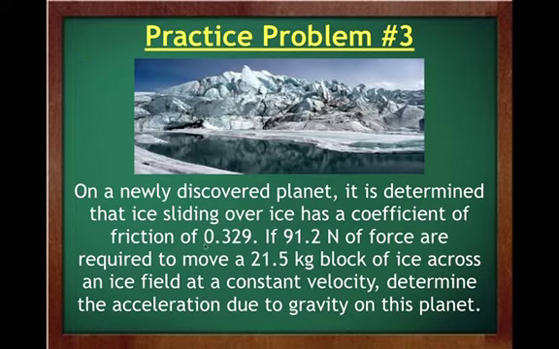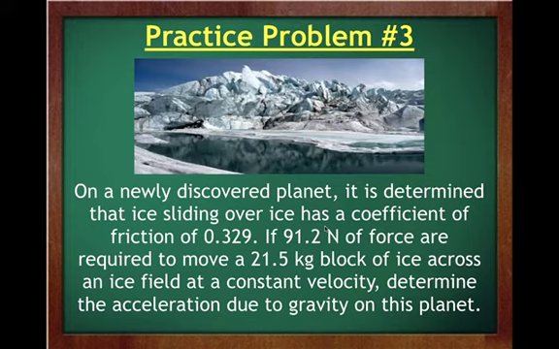It's much, much larger. If 91.2 newtons of force are required to move a 21.5 kilogram block of ice across an ice field at a constant velocity, determine the acceleration due to gravity on this planet. A few things here. I'm going to start writing down those key values before I switch to the video.